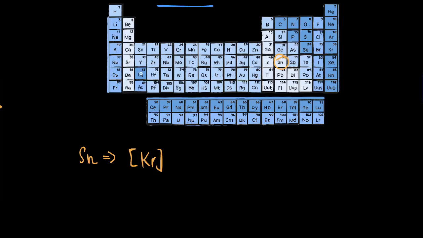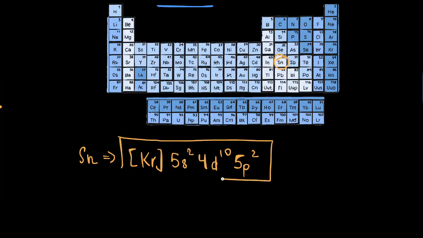That is going to be 5s2, 4d10, and 5p2. This is going to be our noble gas electron configuration for tin.